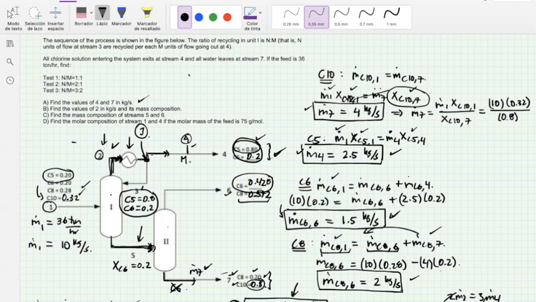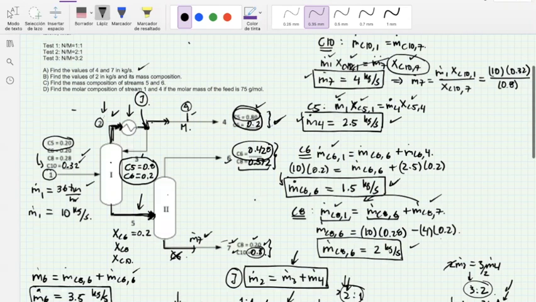The last one that we got is the composition happening at 5. We already had these ones below, and we already have this one below. Okay, so that's the one that we have. And also, what does it say? Yeah, mass composition 5 and 6. So at 6, okay, we already found these fellas, so that wasn't a problem. Find the molar composition of stream 1 and 4 if the molar mass of the feed is 75. So I'm not going to do it for 1 and 4. I'm going to do it for 1, okay?